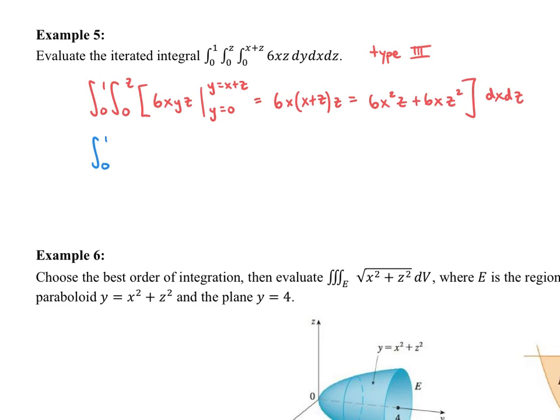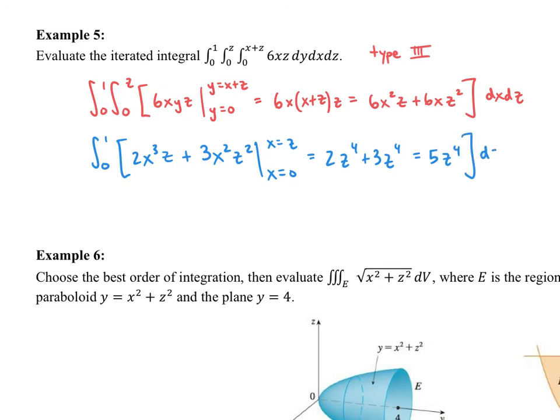All right, the next one, we have the integral 0 to 1, and now we have the antiderivative with respect to x, which is 2x to the third z plus 3x squared z squared, and x goes from 0 to z. That gives you 2z to the fourth plus 3z to the fourth equal to 5z to the fourth. And we do our last one. So the antiderivative would be z to the fifth and evaluated from 0 to 1, and so we get an answer of 1.